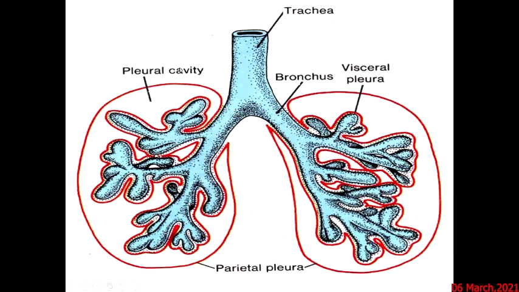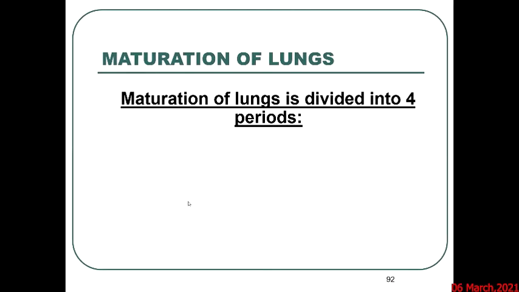If you think of your pleural cavity as a balloon, and inside the balloon the bronchial tree is growing, this red layer is the visceral pleura. The pericardio-peritoneal canal will become the pleural cavity, and the outer layer is the parietal pleura. So we have finished the development of the lung.